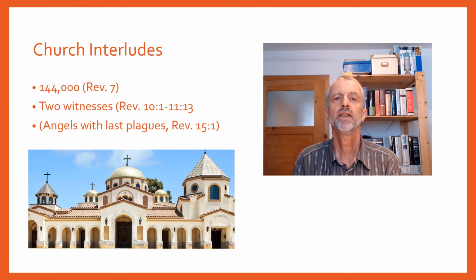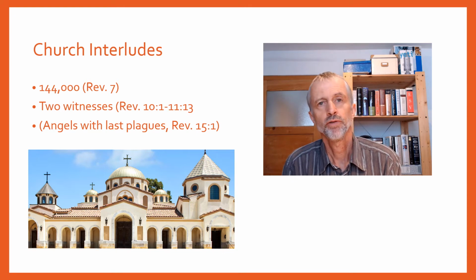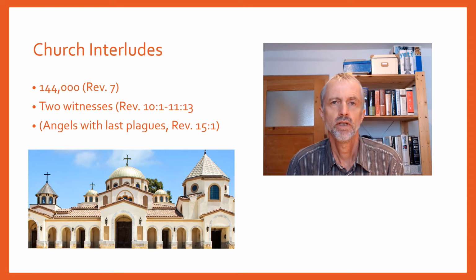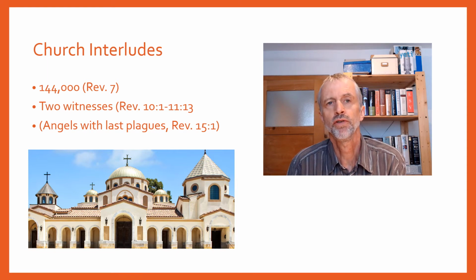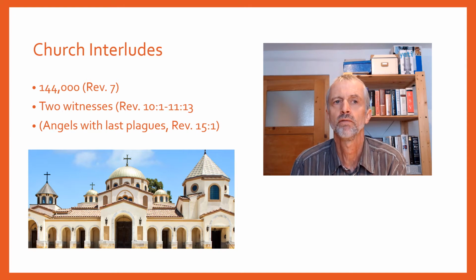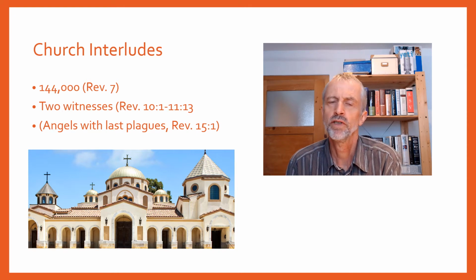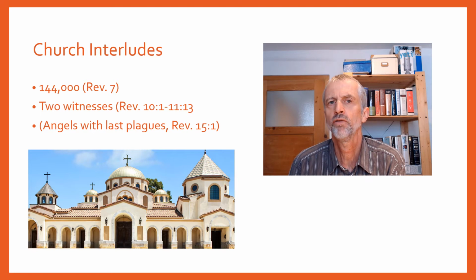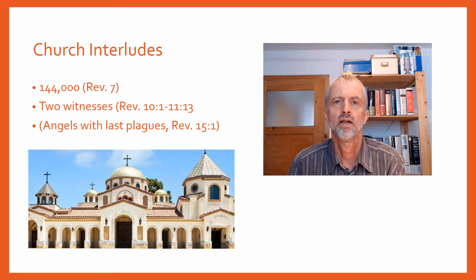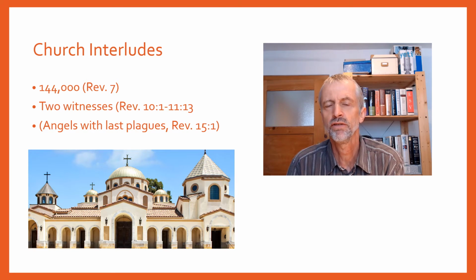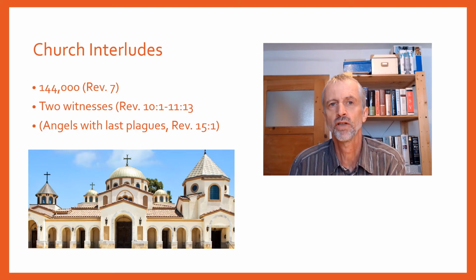Interludes are not so many. We have the 144,000 in chapter 7, and then after an encounter with the mighty angel and the measuring of the temple, we have the 2 witnesses in Revelation 10 and 11. Revelation 15 verse 1 is also an interruption, but it's more a foretaste, a look ahead at what is still to come. John sees the angels with the 7 last plagues.